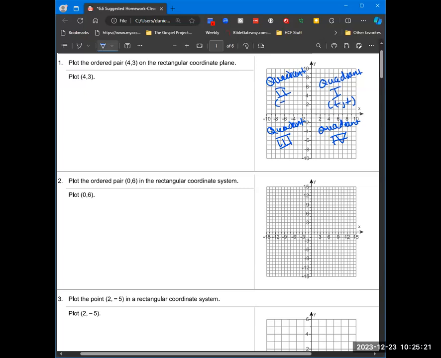Something in quadrant 2 has a negative X coordinate and a positive Y coordinate. Something in quadrant 3 has coordinates that are both negative, negative X and negative Y. And quadrant 4 has a positive X value and a negative Y value. I'll erase that. That's not really part of what we're doing right here, but you may hear me talk about quadrants 1, 2, 3, and 4, or I may even say Q1, Q2, Q3, Q4 to abbreviate the word quadrant.